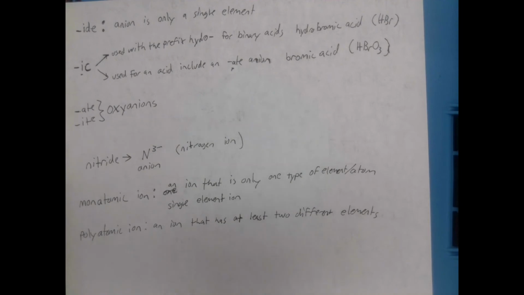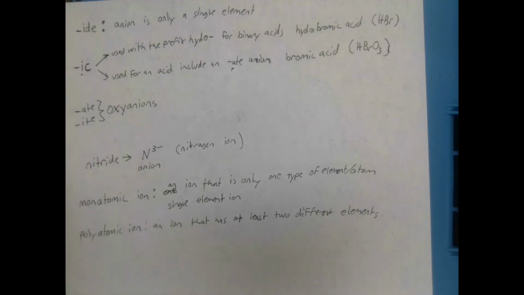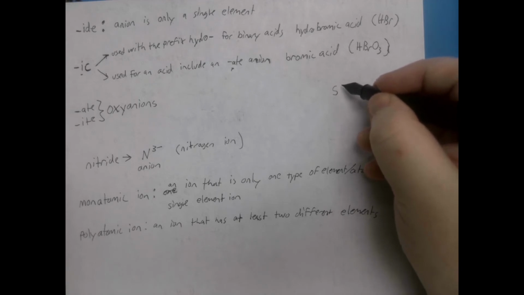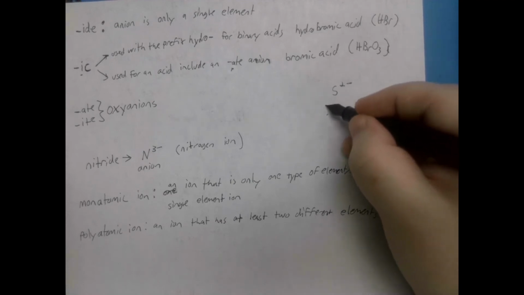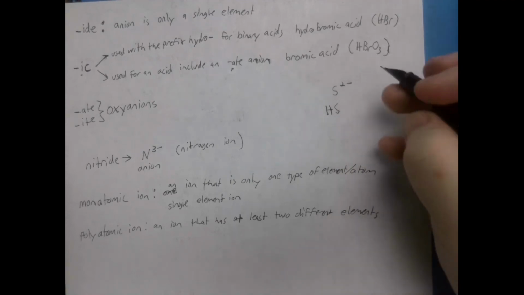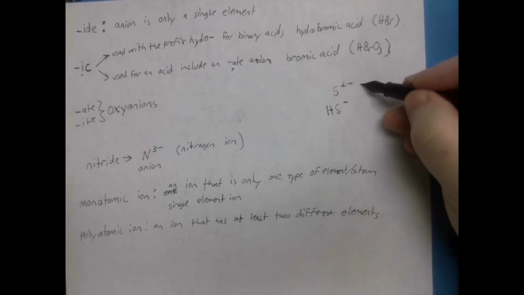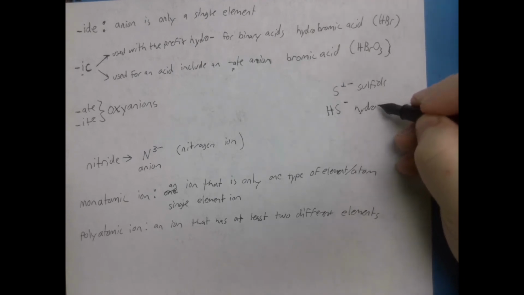You want to take a guess what that would be? I have no idea. It prefixes it with hydro. So if you take the ion, so S is -2, if you add a hydrogen to it, hydrosulfuric acid, then it's, so this is sulfide, this would be hydrosulfide.